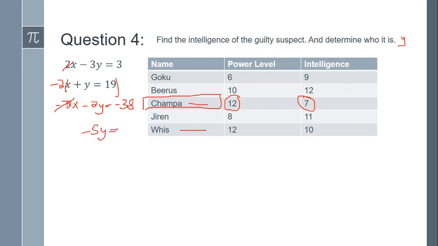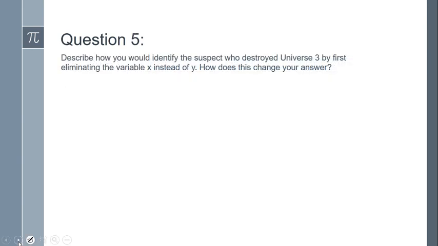And then here we'd have that positive 3 and a minus 38 is a negative 35. And then when I divide both sides by negative 5, we get y is equal to 7. So I just did that to demonstrate to you that it doesn't matter which variable we eliminate first, we're going to get the same answer. So in this question, they want you to tell me what you would have multiplied by instead, and then to tell me that yes, you certainly do get the same answer.